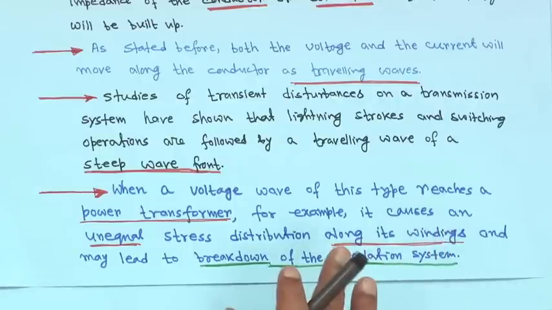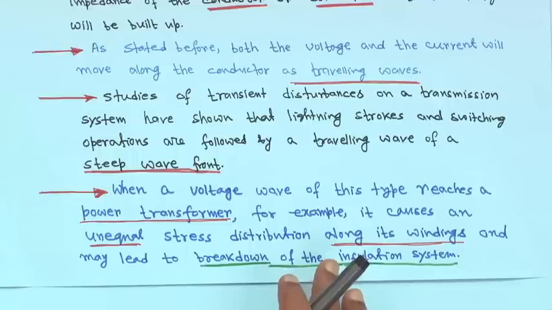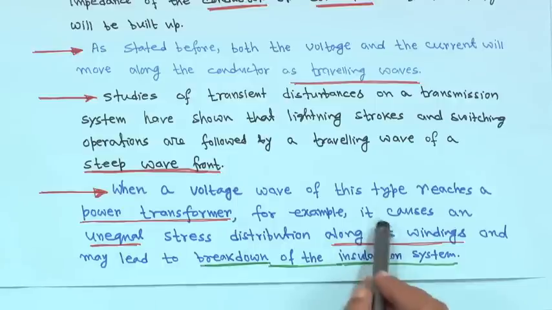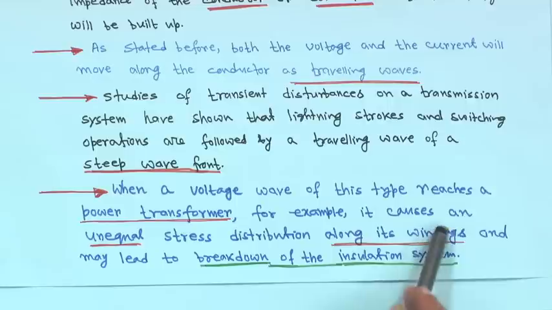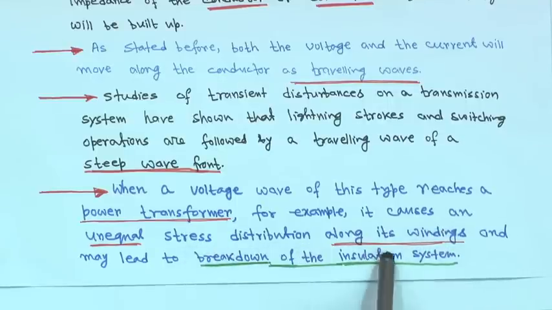A very simple example: suppose on a transmission line, a lightning stroke happens on the top of the tower or the conductor or the shield wire. Then the lightning wave travels to the nearby substation, where step-up or step-down transformers are present. If this kind of wave reaches a power transformer at the substation, it causes an unequal stress distribution along its windings and may lead to breakdown of the insulation system. The winding insulation will break down and the transformer will be damaged.